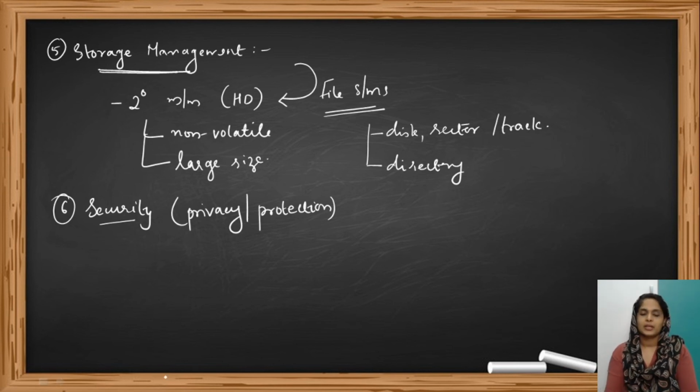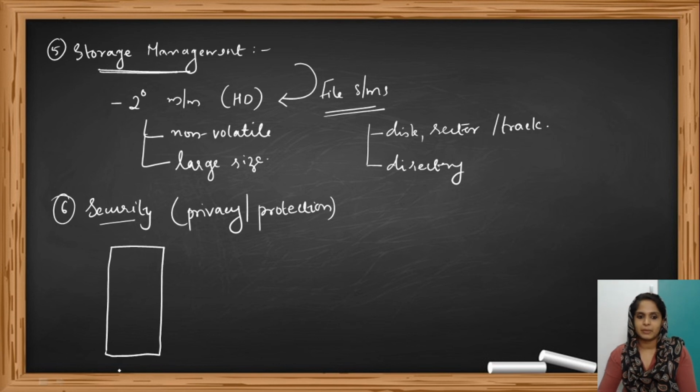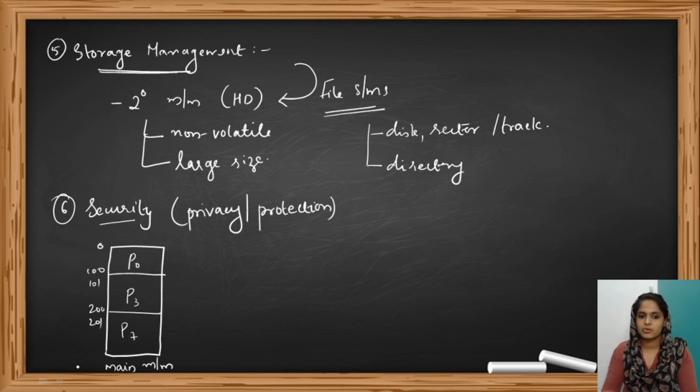Apart from this, the operating system provides security inside the RAM also. That means inside the main memory also, the operating system provides security. For example, suppose that this is our main memory, that means this is our RAM, and there are some processes inside this main memory. Suppose the process P0 is residing from 0 to 100, and there is another process P3 that takes the place from 101 to 200, and there is another process P7 that takes the place from 201 to 300. Just assume that these are the memory locations provided for each of these processes.